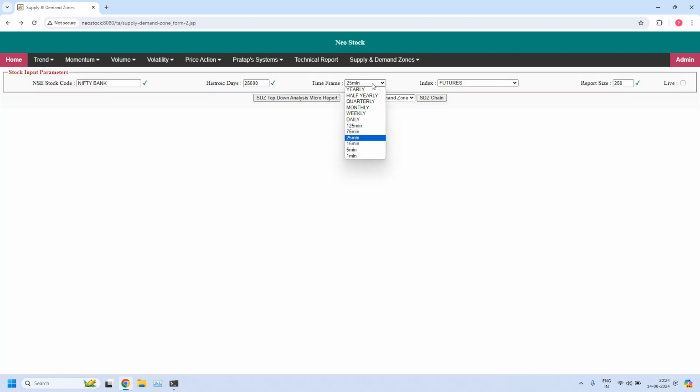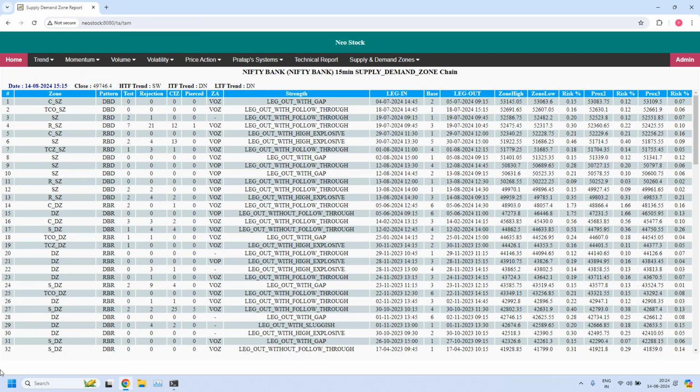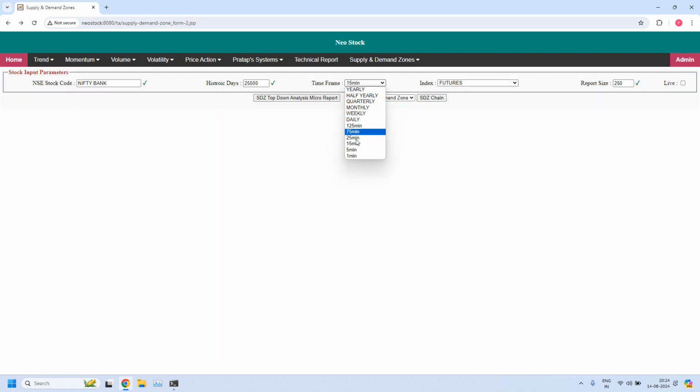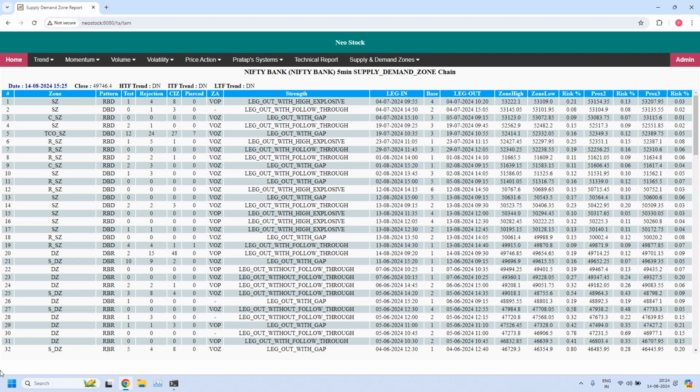And the next time frame is 15 minutes, generating 15 minutes supply demand zone chain for Bank Nifty. And the last time frame is 5 minutes, generating 5 minute supply demand zone chain for Bank Nifty. So this is about Bank Nifty supply demand zone chain. We have completed both Nifty and Bank Nifty supply demand zone chain.